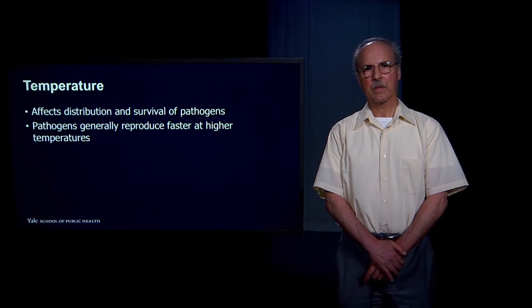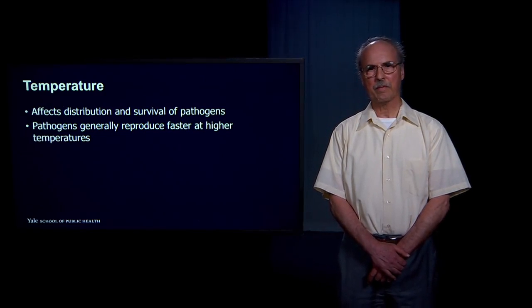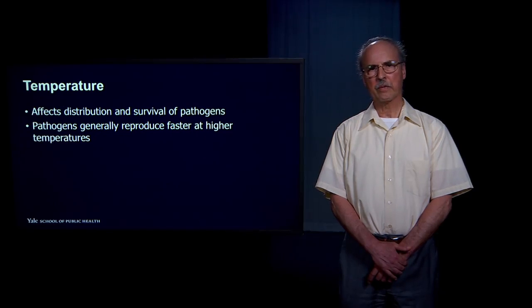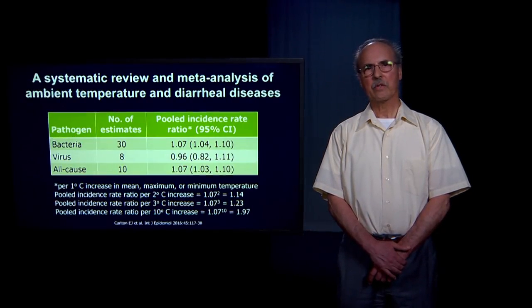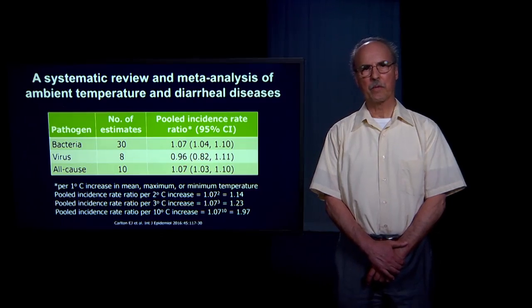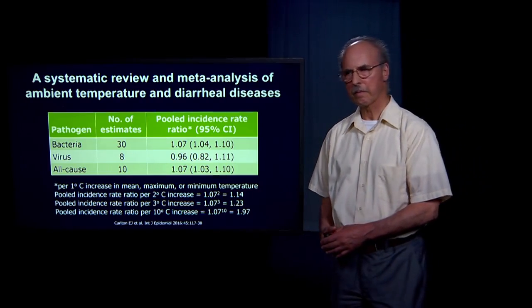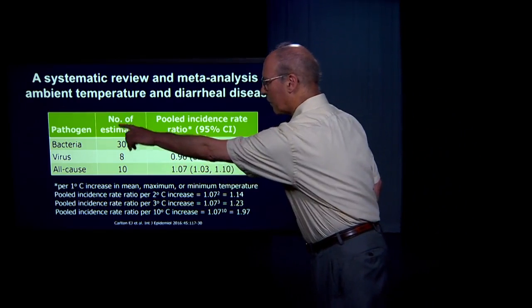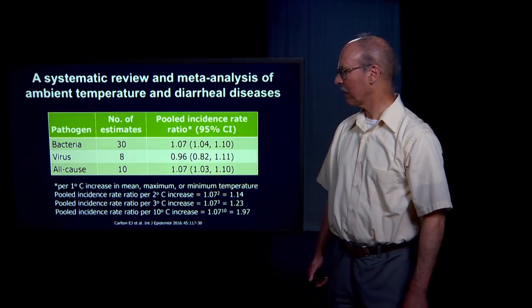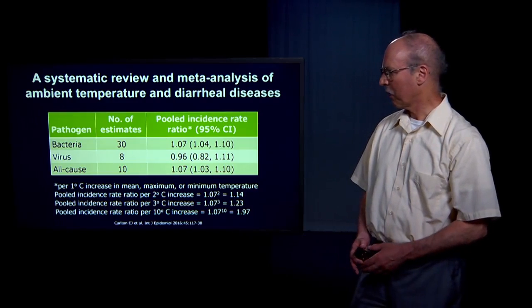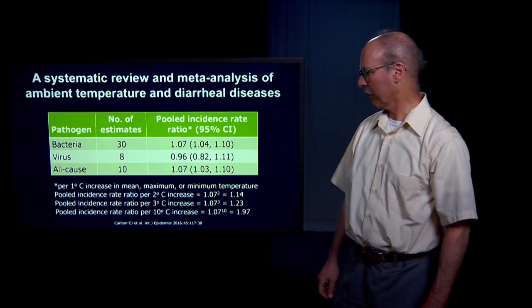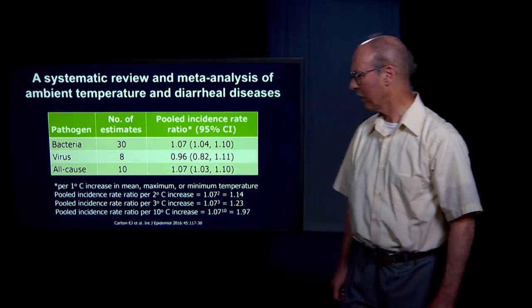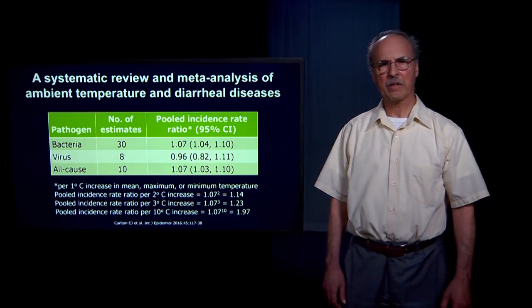So first, temperature. Temperature affects the distribution and survival of pathogens, and pathogens generally reproduce faster at higher temperatures. This slide shows a systematic review and meta-analysis that was performed of ambient temperature and diarrheal diseases. So let's walk through this slide. First, in the first column, they divided up the studies included in the meta-analysis according to pathogen. 30 studies focused on bacterial pathogens, 8 on viral, and 10 didn't distinguish what type of pathogen. It was all cause.